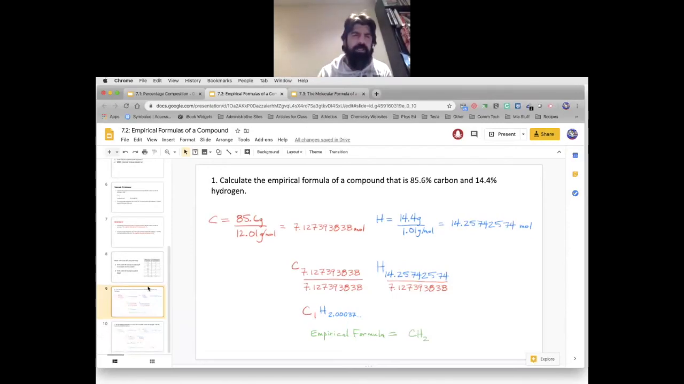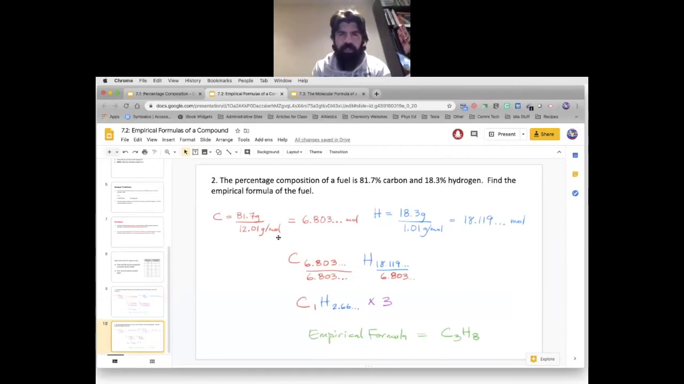Okay, let's move to the last sample problem, and this one's a little bit tricky. It follows the exact same way as question one, but there's an additional step in number two that you need to be careful of. Okay, so let's look at question number two. So the percent composition of some unknown fuel is 81.7% carbon and 18.3% hydrogen. Find the empirical formula of this fuel. So, same thing as we did in the first one.